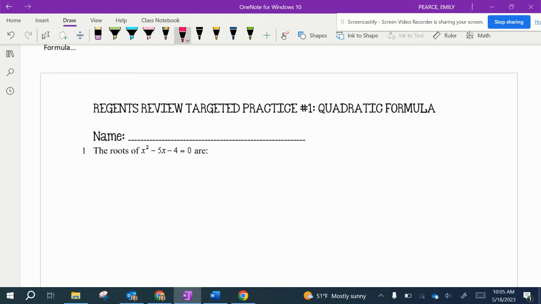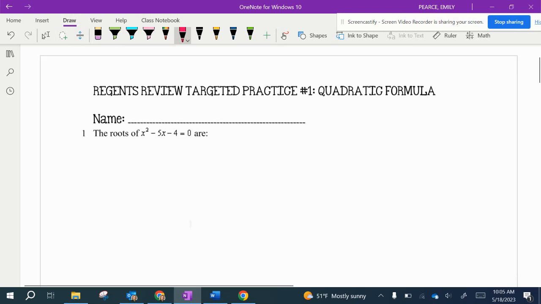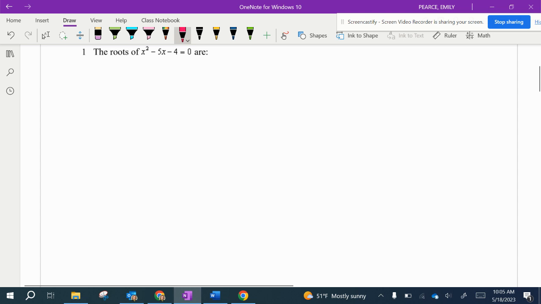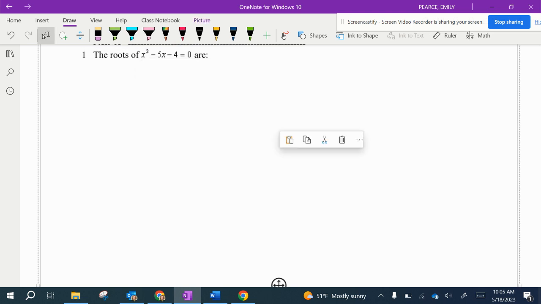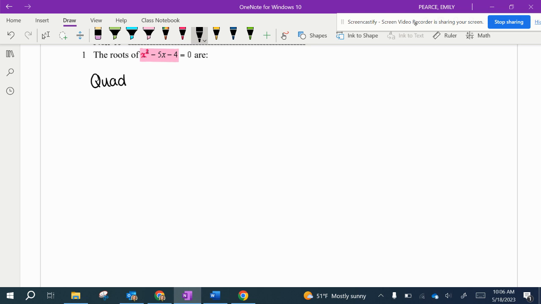Guys, so today we're going to be working on some quadratic formula practice. Just so you are aware, a lot of times they don't tell you that you need to use the quadratic formula, but it's always a really safe place to go, which is why we want to be really mathematical about it. So if we take a look at this question, the roots of the function x squared minus 5x minus 4 equals 0 are. Now, if you see a quadratic function, and I know it's quadratic because there's an x squared, then I should probably just jump straight to the quadratic formula, okay?